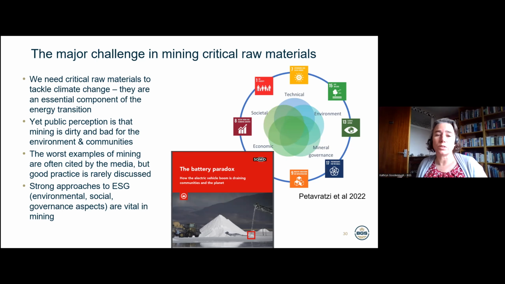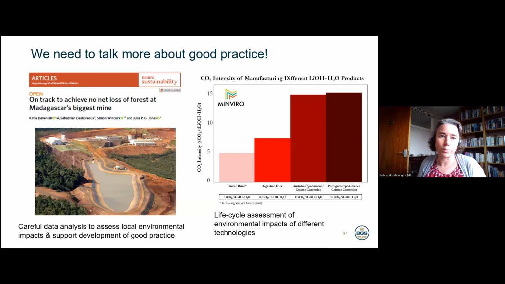in terms of the environment, in terms of people living in the area, in terms of wider impacts on communities, in terms of governance, who is profiting, all that kind of thing. And that sort of thing doesn't tend to get talked about in the media, but that's what we need. We really need people to understand we have to mine, but we have to do it as well as possible and ensure that the governance and the environmental and social concerns are all managed as well as possible. And that means we need to talk more about good practice.